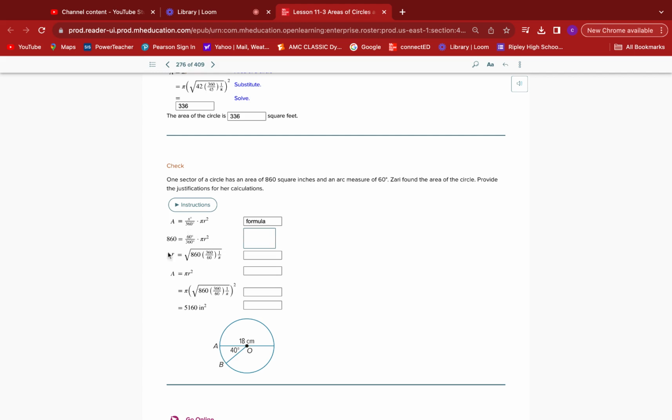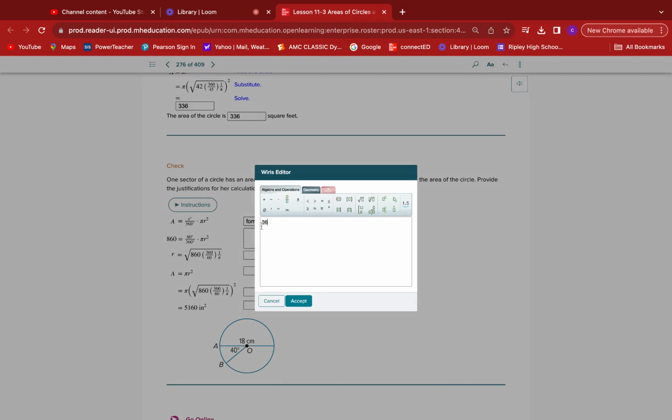Maybe they want me to divide to the other side. Maybe that's what they want. Okay, I'll do that. So let's do that. All right, so 860. The opposite of multiplying by 60 over 360 is divide by 60 over 360, which is a keep it, change it, flip it. So I'm going to multiply by 360 over 60. Oh, yeah, there we go. And the opposite of multiplying by pi is to divide by pi. Well, that's a keep it, change it, flip it also. So it's going to be 1 over pi.